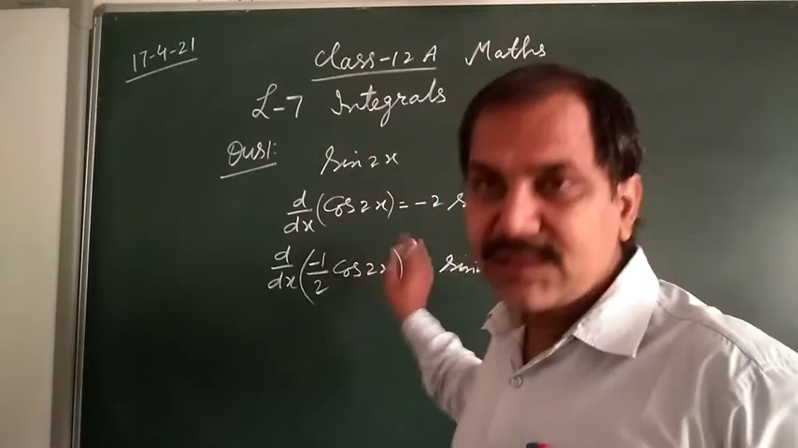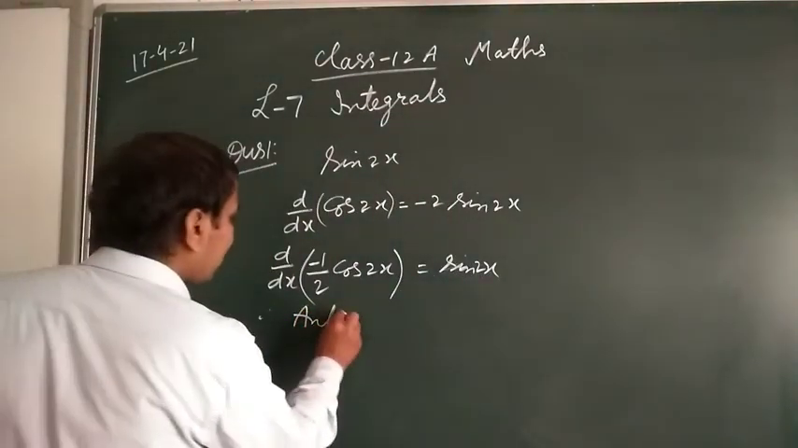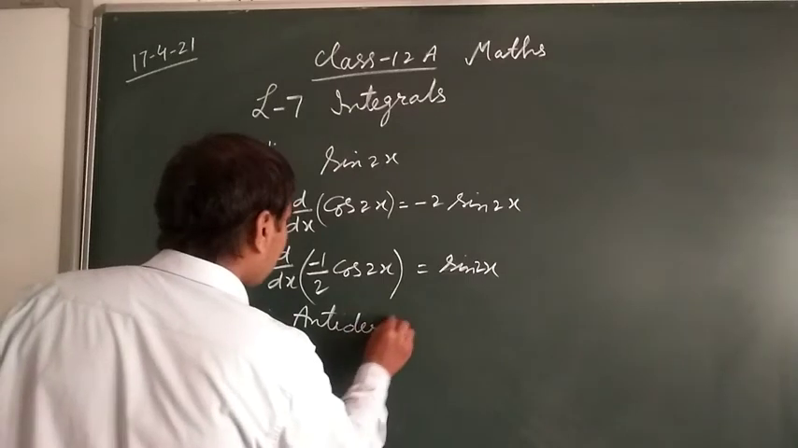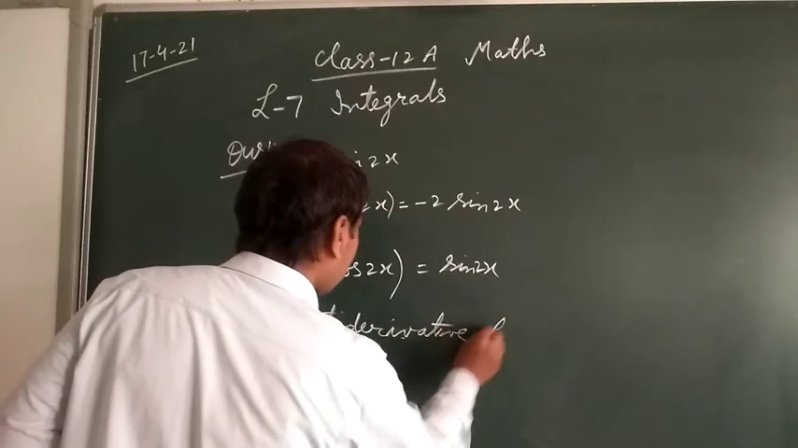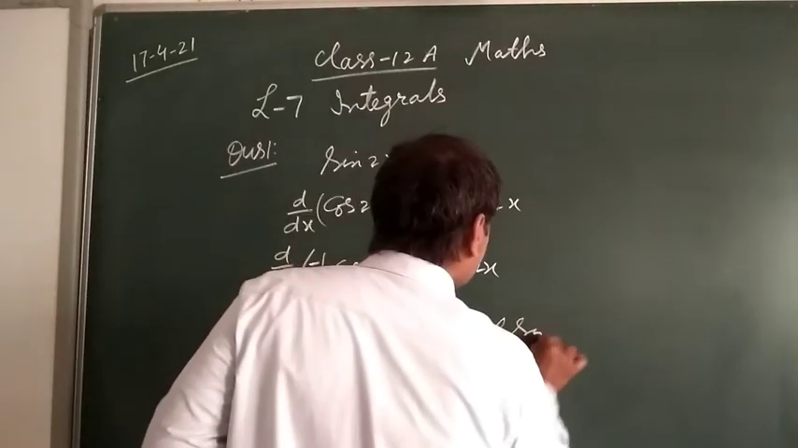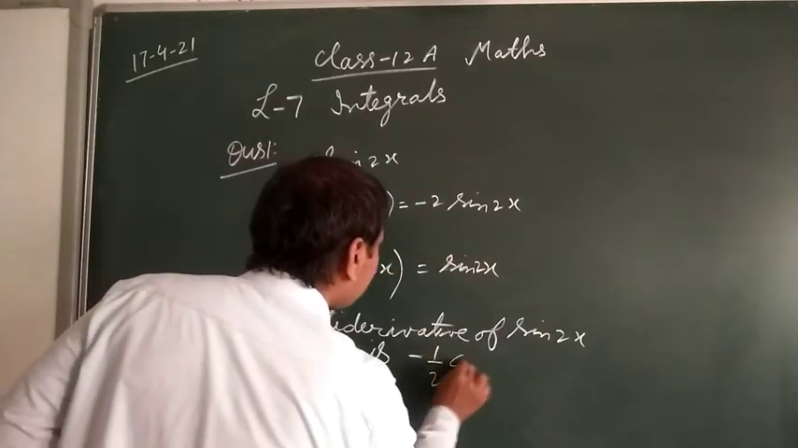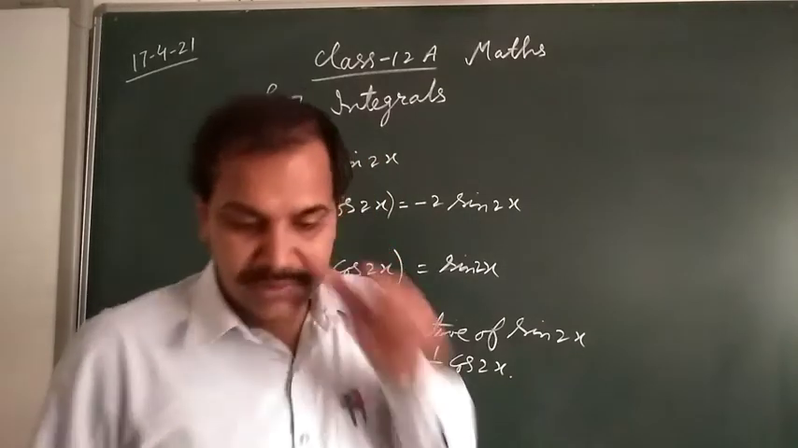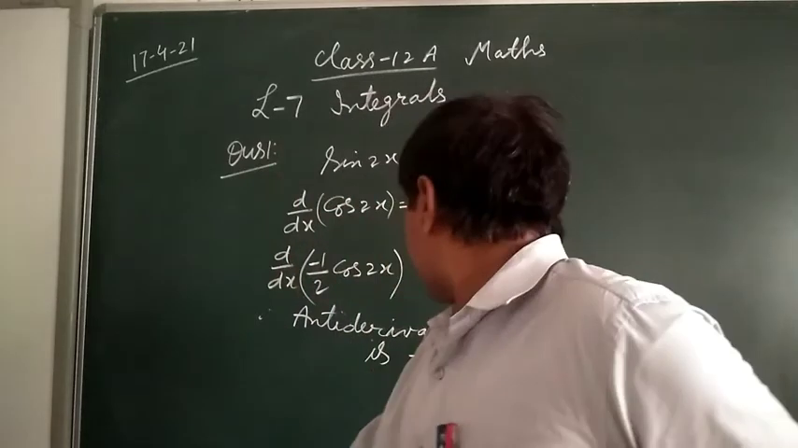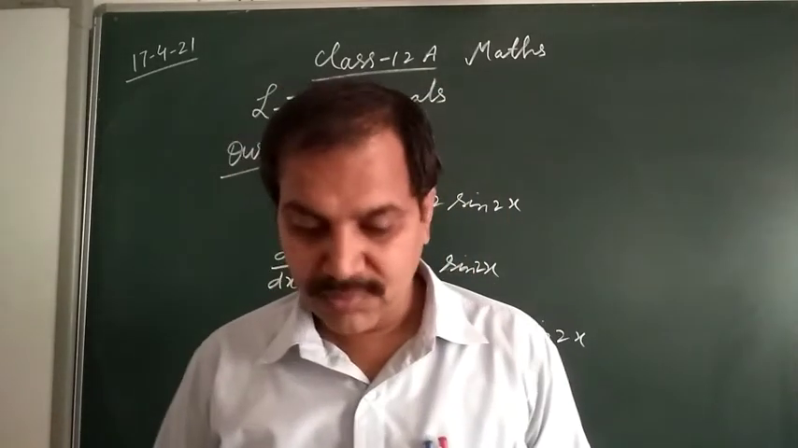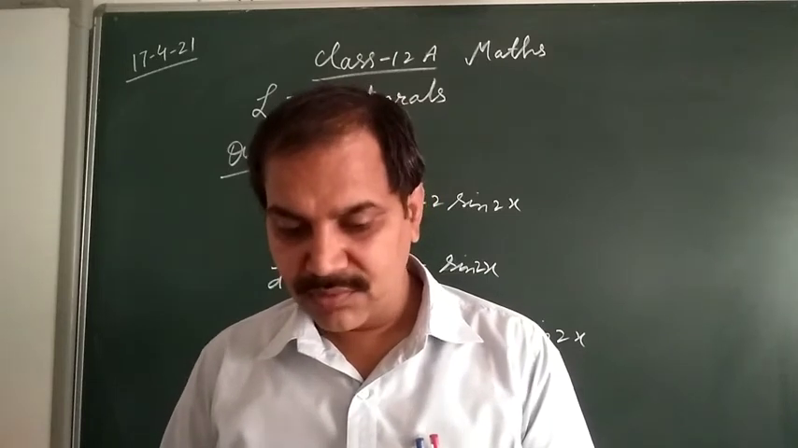After this step, we write: therefore, the antiderivative of sin 2x is minus 1 by 2 cos 2x. So this is the answer. The antiderivative of sin 2x is minus 1 by 2 cos 2x. Like this you have to do. It is simple, you only need practice.